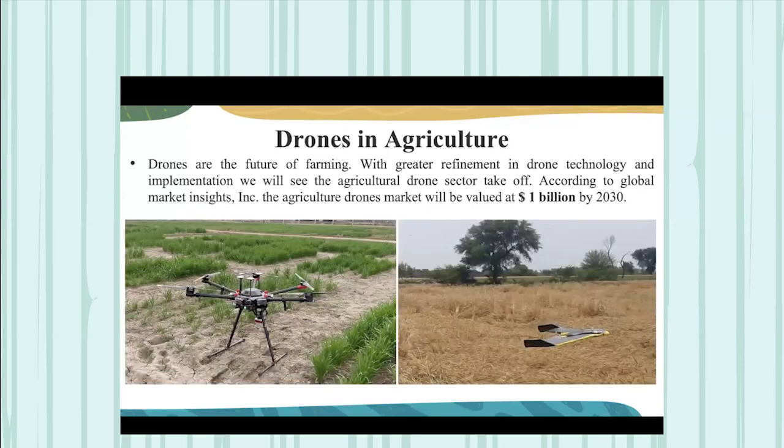We call them copters, and this is our fixed wing. Both of these drones have different pros and cons, but generically, if the plot size is very small, we use these copters. But if the field is quite large, we prefer to use fixed wings because they can cover large areas, about 8 to 10 kilometers in a single flight.